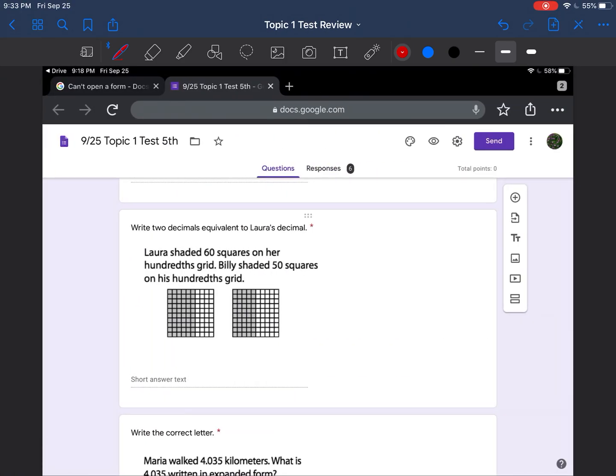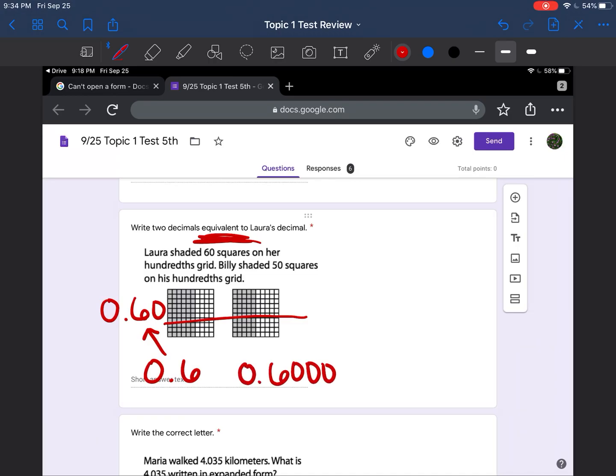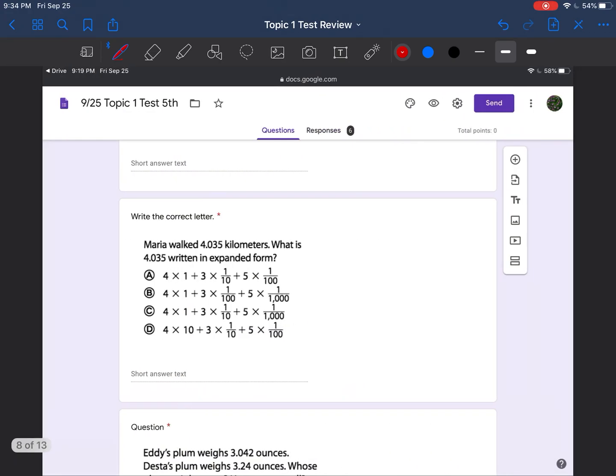The next one said write 2 decimals equivalent to Laura's. So Laura's decimal is 60 hundredths. So remember, for equivalent decimals, all we can do is add trailing zeros, because remember, trailing zeros, or those zeros that come at the end of the decimal, do not change the value. So you can write that 6/10 is the same thing as 60/100. You can add some zeros, okay, because these trailing zeros right here do not change the value. Okay, so yours may differ a little bit, but as long as you have some sort of trailing zero.